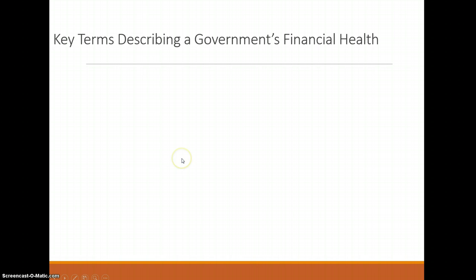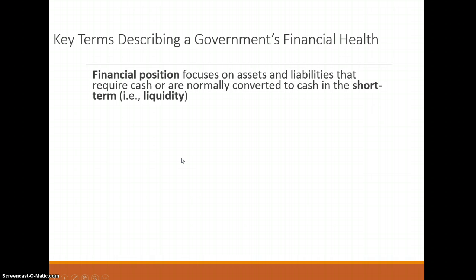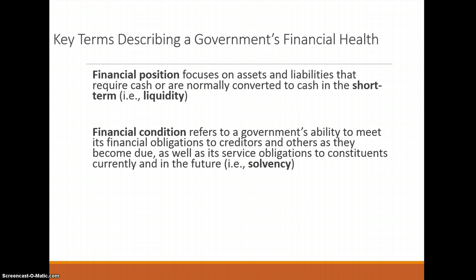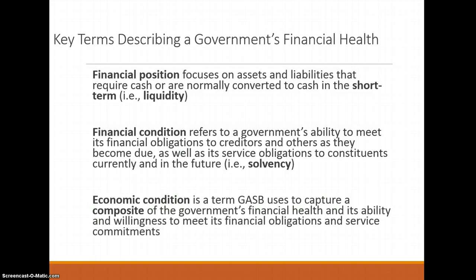So anyway, key terms describing a government's financial health. First, financial position. This focuses on assets and liabilities that require cash. And again, we're talking about the short term here. And the key term to understand about financial position is liquidity. Can you pay your bills? Financial condition, that's more referring to a government's ability to meet its obligations to creditors as they become due, as well as maintaining service obligations to the citizenry, both now and in the future. The key term there is solvency. Economic condition, that's more of a catch-all term that GASB uses to describe a composite of the government's financial health. Its ability and willingness to meet its financial obligations and, of course, its service commitments.